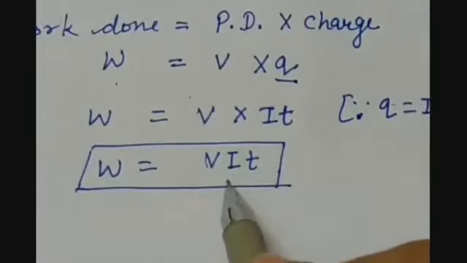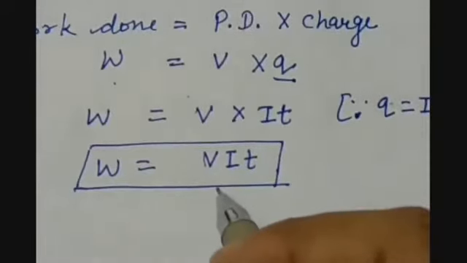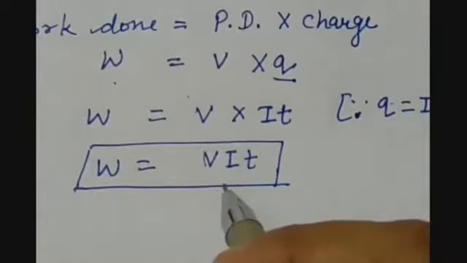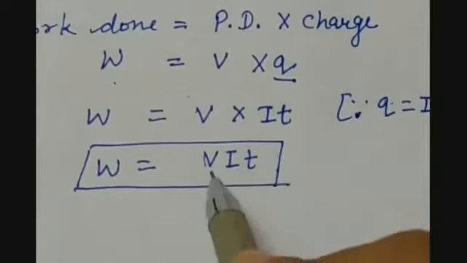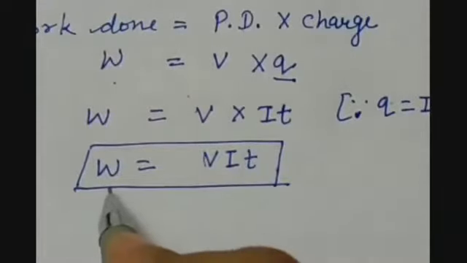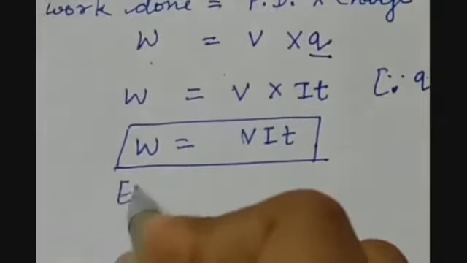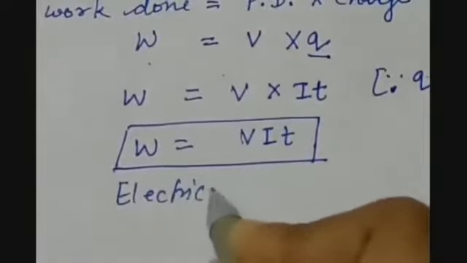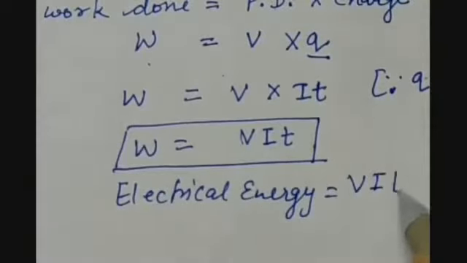So when I current is flowing for T time and a potential difference of V volt is applied, then the work done to move the electrons, or to maintain the current in the circuit, is given as VIT. As we know that work done is equal to the energy, so we can also write it as electrical energy is equal to V into I into T.